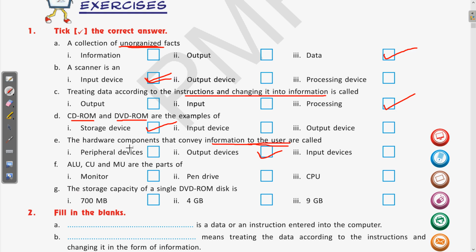Peripheral devices means all the devices which are connected to the computer. Clear? It may be mouse, joystick or anything. Then input devices: keyboard, mouse, scanner. So these are all the different input devices.